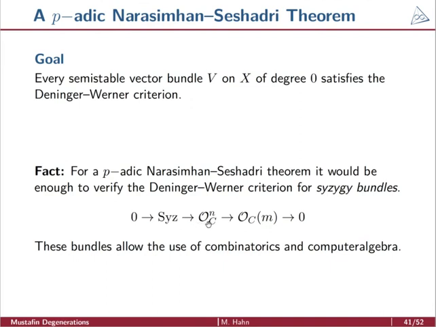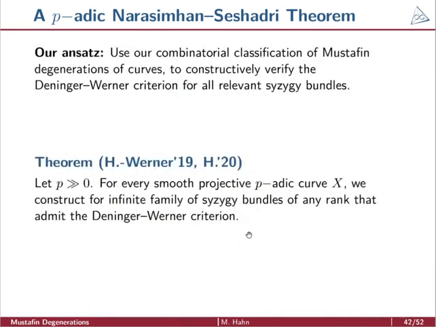Sorry, this is really bad notation. I just realized I probably should have called this x and this also x. So the C is supposed to be x. This is supposed to be the smooth p-adic projective curve. And so we have this map here, given by n sections, and then the syzygy bundles are simply the kernels of these maps. And this is how you define these syzygy bundles. And what's cool about these bundles is that these bundles allow the use of combinatorics and computer algebra.